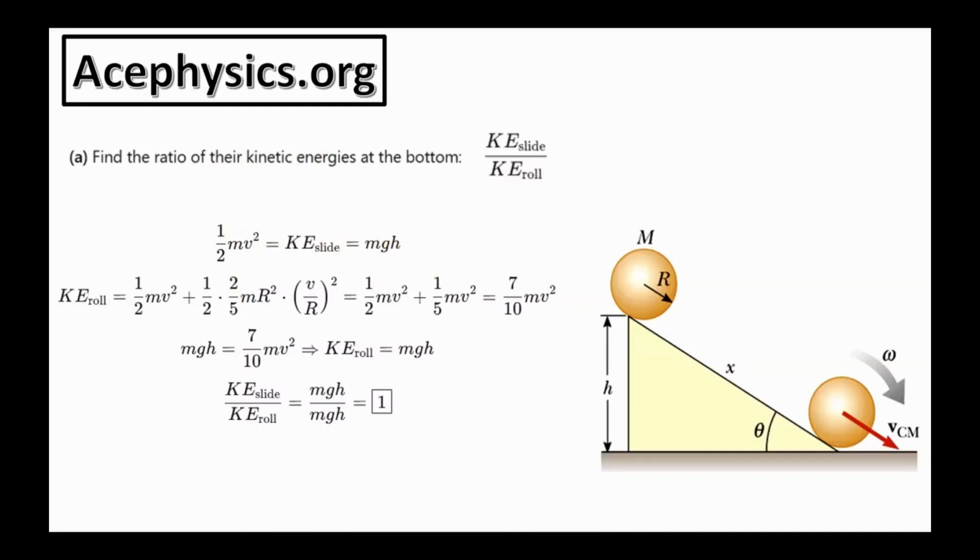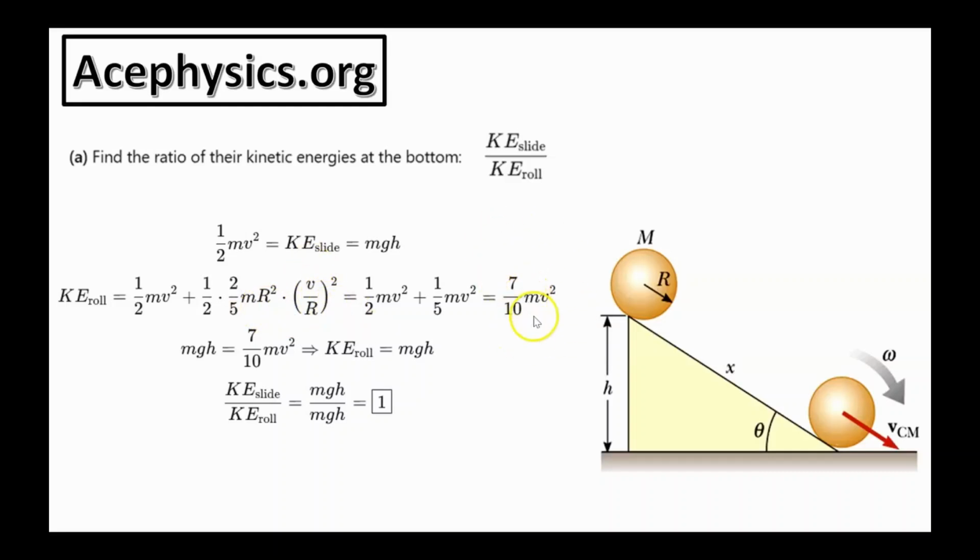Now let's discuss the case when the ball rolls down the incline. It still starts with 0 kinetic energy and all potential energy, and it ends with all kinetic energy. Its kinetic energy is equal to the kinetic energy of translation, 1/2 mv squared, plus the kinetic energy of rotation, 1/2 I omega squared. The moment of inertia of a sphere is 2/5 mr squared. Omega is equal to v over r.